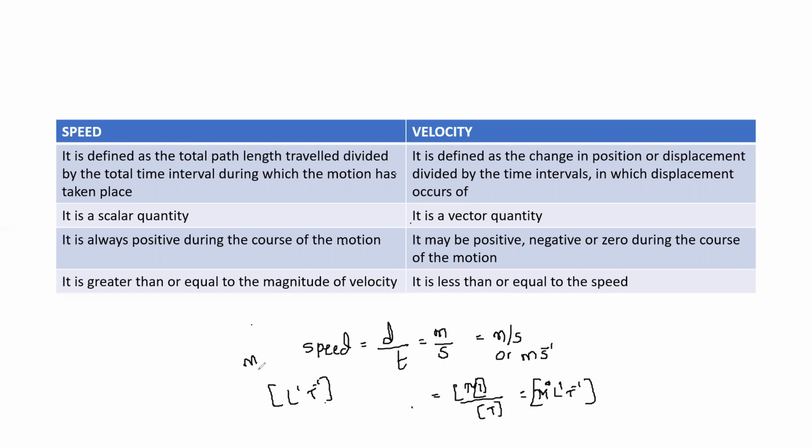Meter per second is the SI unit. But if you take it as centimeter per second, then it is the CGS unit. So we can see the CGS and the SI unit here. The SI unit is meter, the CGS unit is centimeter.